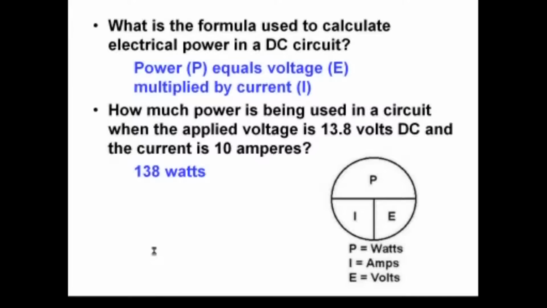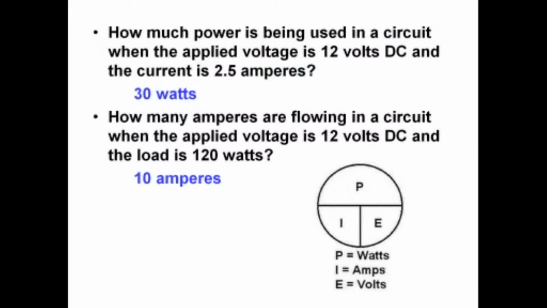Okay, how much power is being used in a circuit when the applied voltage is 12 volts DC and the current is 2.5 amperes? Again, we want to know the power, so we're going to cover up the P with our finger or our thumb, and we're going to find it by multiplying this times this. So we have 12 volts, the E is equal to 12, we have 2.5 amperes, the I is equal to 2.5. When we multiply 12 times 2.5, we get 30 watts. So the correct answer is 30 watts.